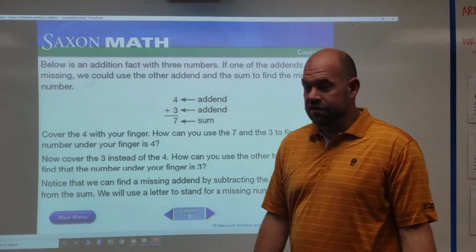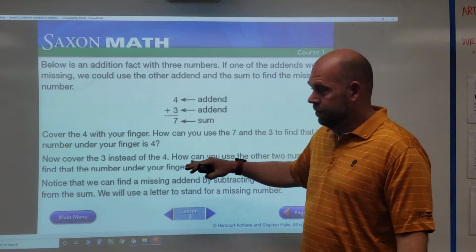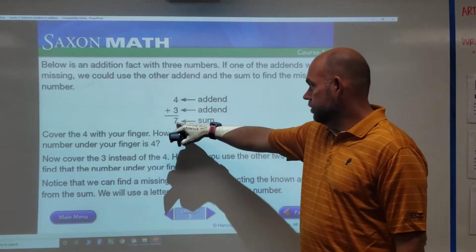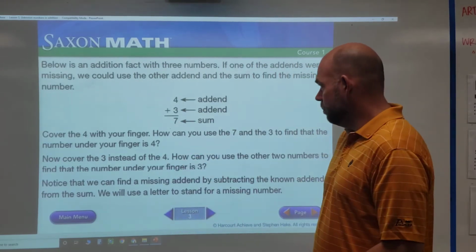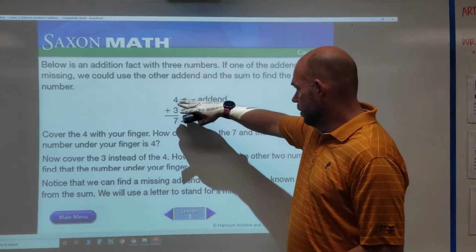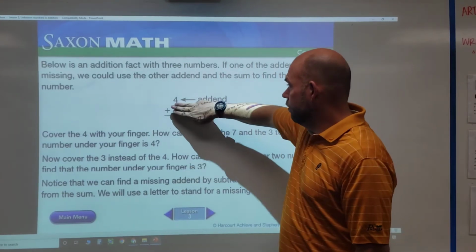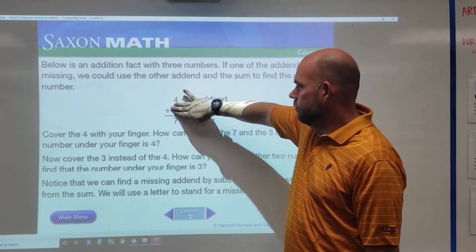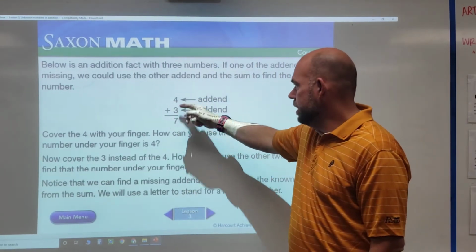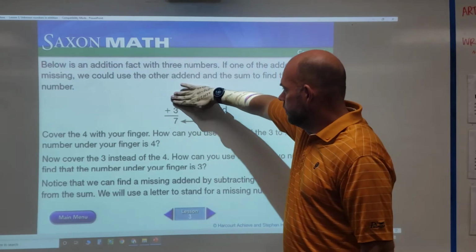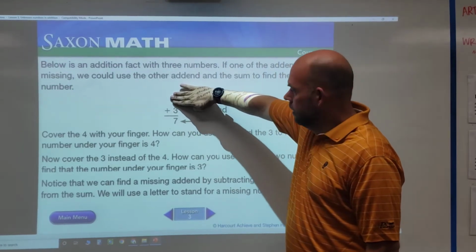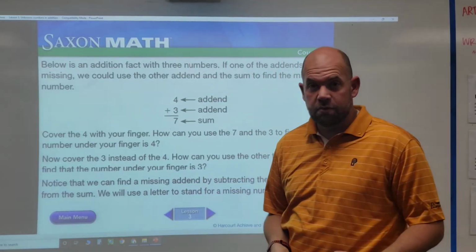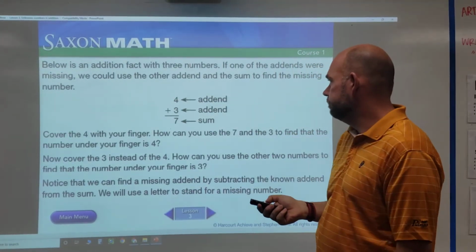So here we have an addition fact. Just like we've done before, the two numbers that you add together are called addends, and the result is a sum. Now if you put your finger over one of those numbers, you can usually figure out what it is. So 4 plus what is 7? Well, to figure that out, we just subtract the addend from the sum, 7 minus 4, and that gives us 3. Likewise, if we cover up the 4, and we say what plus 3 equals 7, we can simply subtract 3 from 7 to solve for 4.